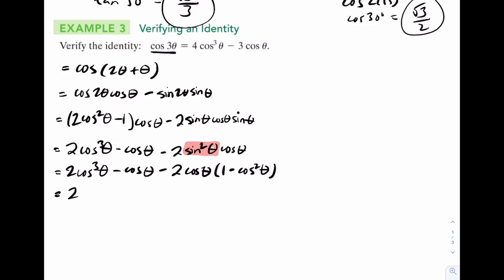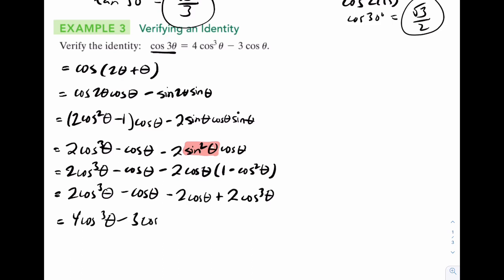We're going to write 2 cosine cube theta minus cosine theta minus 2 cosine theta plus 2 cosine cube theta. And hopefully we're there. 4 cosine cube theta minus 3 cosine theta. And look at that. We just proved it. Done.